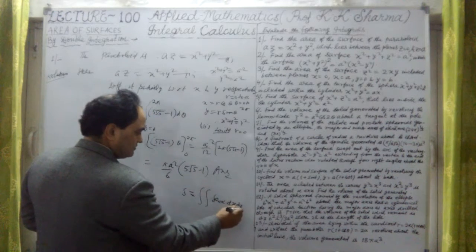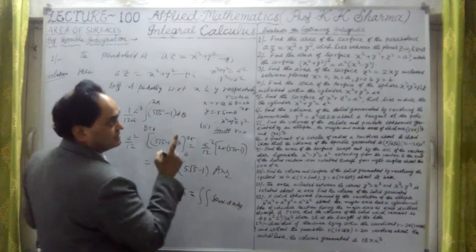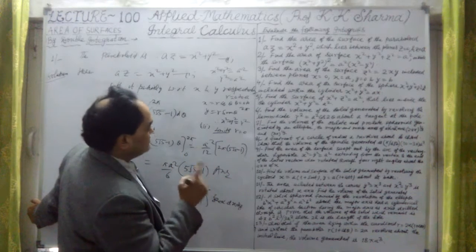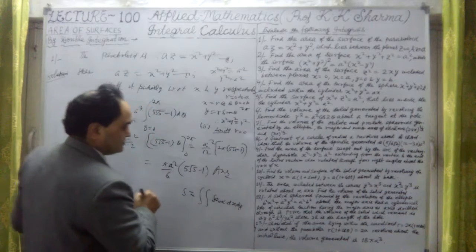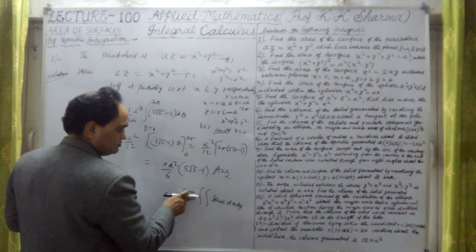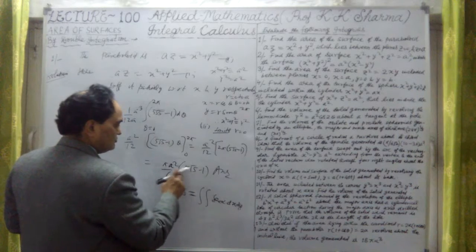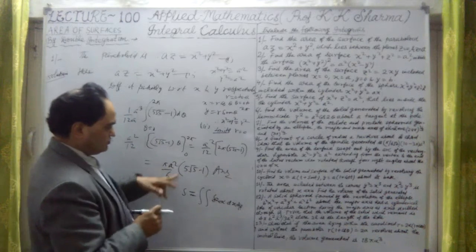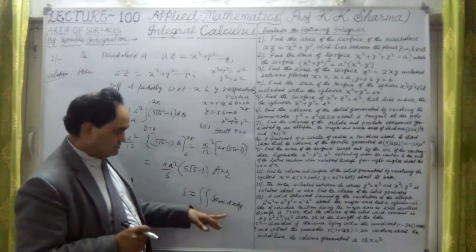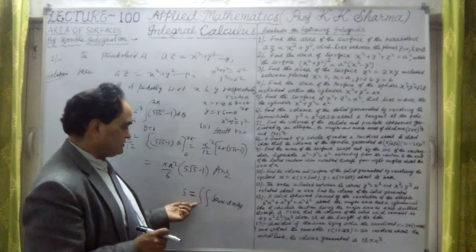Limits we can take from the projected side. For the projected side, they say z equal to 0 and z equal to a, we have to substitute, and we converted that into polar coordinates. After changing into polar coordinates, the question was solved. This is the answer here: pi a square upon 6 into 5 under root 5 minus 1. This is the formula which we have to apply for the surface area.